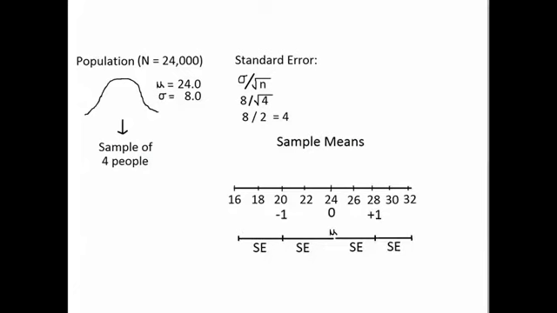If my sample mean comes out 2 standard errors below the population mean, then my sample mean has a z-score of -2. And if my sample mean comes out 2 standard errors above the population mean, then my sample mean has a z-score of +2. In my example, the standard error is 4. So if my sample mean comes out 8 below the population mean, then my sample mean has a z-score of -2. And if my sample mean comes out 8 above the population mean, then my sample mean has a z-score of +2. In other words, if my sample mean comes out to 16, then my sample mean has a z-score of -2. And if my sample mean comes out to 32, then my sample mean has a z-score of +2.